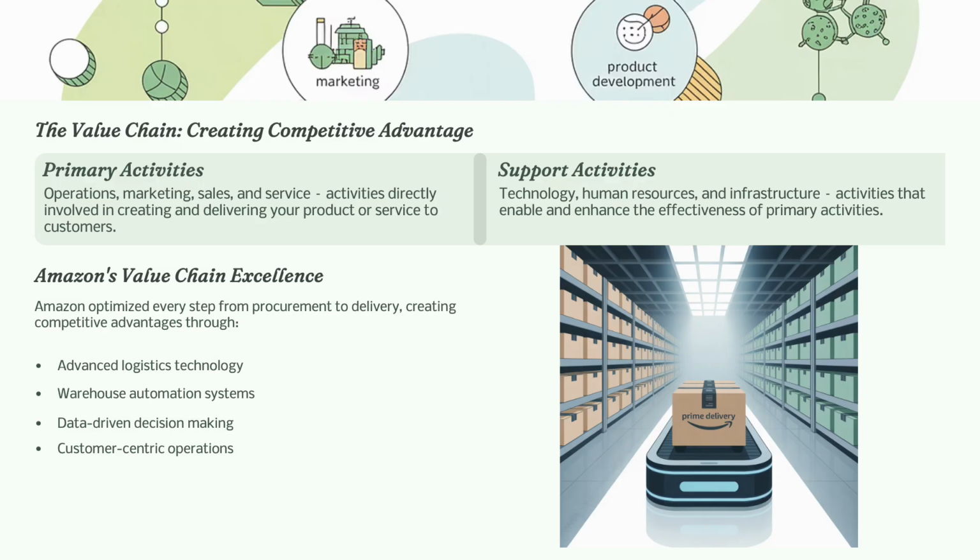Supporting all of this are activities like technology, their website and algorithms, human resources, hiring and training, and firm infrastructure like management and planning. Here's what makes Amazon special. They've optimized every single step of the chain. Their procurement gets better prices. Their technology creates personalized experiences. Their logistics deliver faster than anyone else. This integrated approach to value creation is why they dominate so many markets.